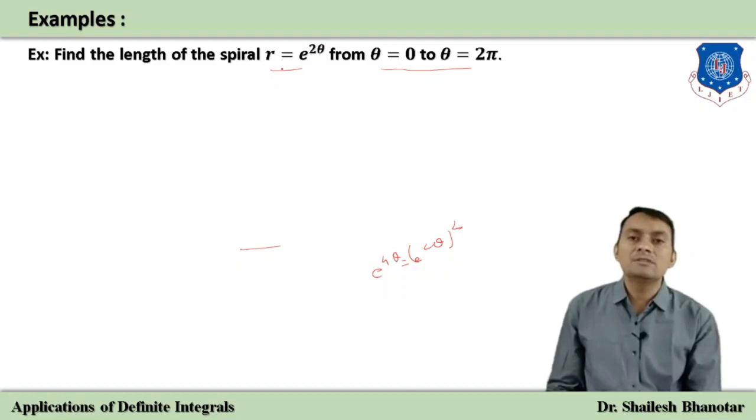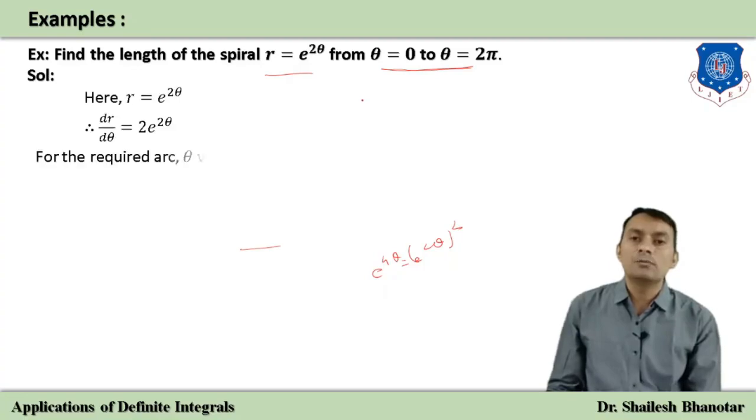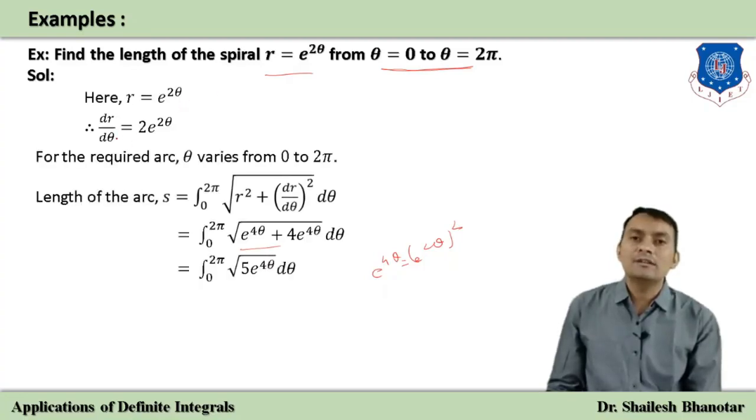Find the arc length of the spiral r equal to e raised to 2 theta, with theta equal to 0 to theta equal to pi. So here r is there, so I have to find dr by d theta. So 2 times e raised to 2 theta is there. Theta varies from where to where, that is 0 to 2 pi, that is given. So our formula says s is equal to the integral from theta equal to 0 to 2 pi of square root of r square plus dr by d theta whole square into d theta.